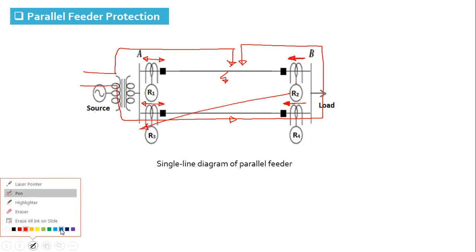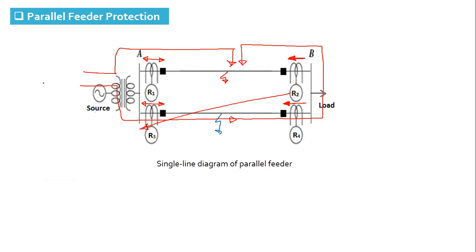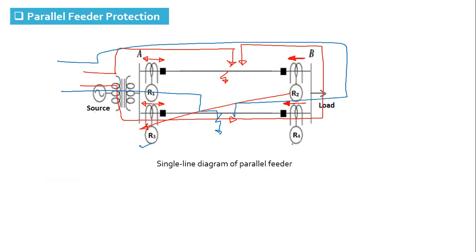In a similar way, when the fault is on line number 2, the relays R3 and R4 will trip. Relay R2 is never going to operate for a fault on line 2 because it is in the non-operative direction for relay R2. And then if relay R4 fails to trip, relay R1 will give backup to R4. So this is how the backup protection is offered in the parallel feeder.